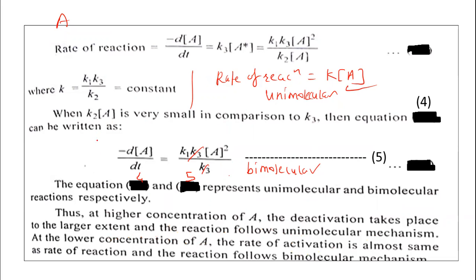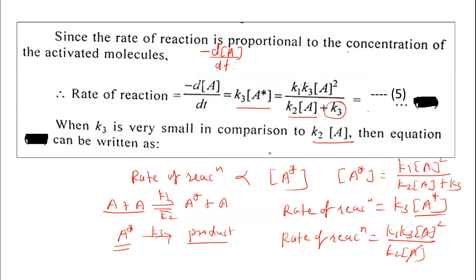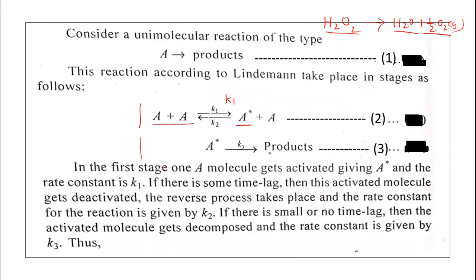At the lower concentration of A, meaning when K2 into A is very small in comparison to K3, the rate of the reaction is almost the same as the rate of activation and the reaction follows bimolecular kinetics. So this is the kinetics involved in the unimolecular reaction. In this way, equations 4 and 5 represent unimolecular and bimolecular reaction, and we find the rate constant and rate of the reaction for each.